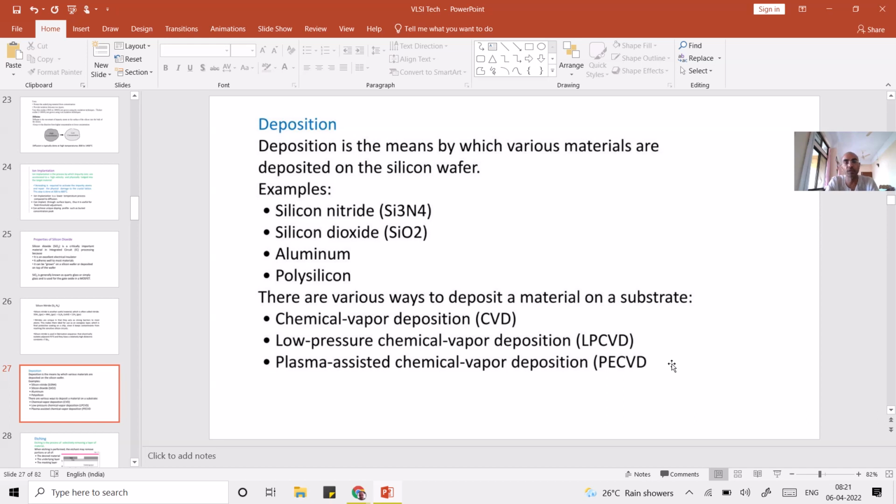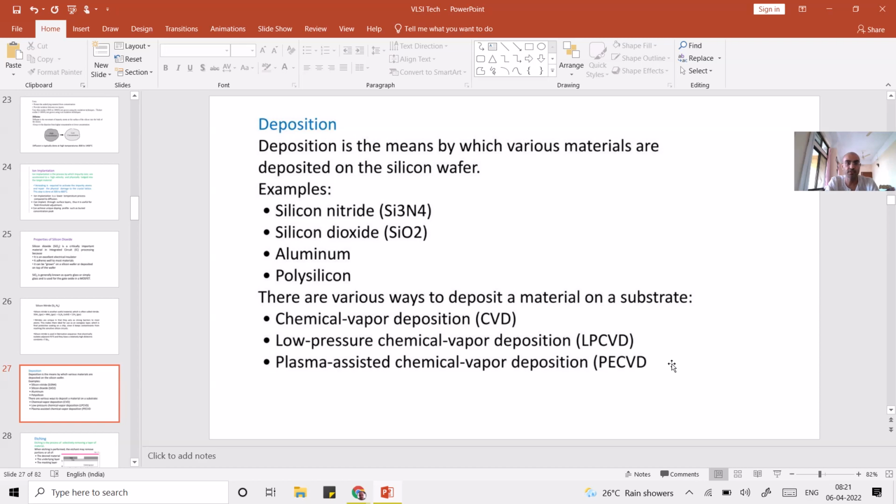So you keep it at a certain lower temperature. Then those vapors get condensed on this material and get deposited. Or there are some chemical reactions also that take place. So chemical vapor deposition is one of the methods.